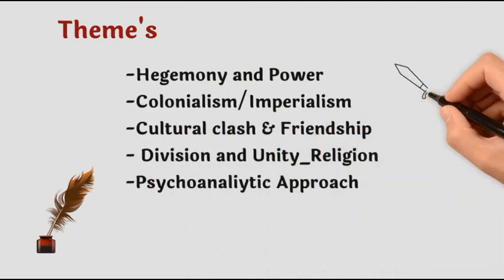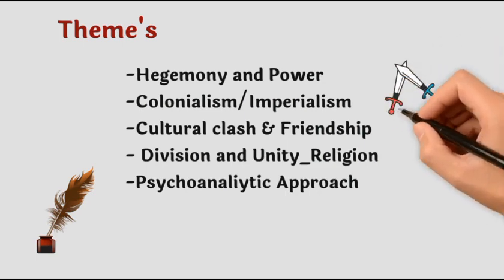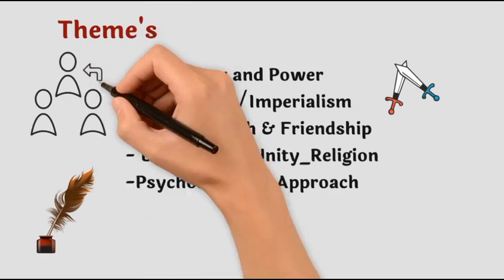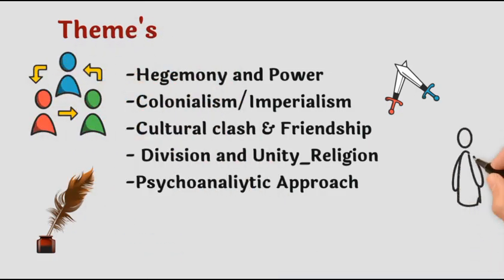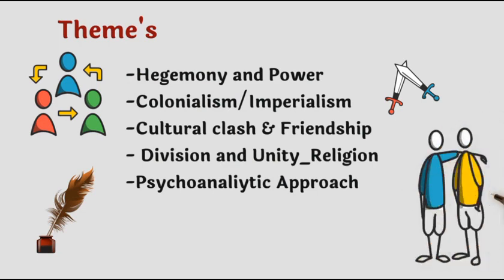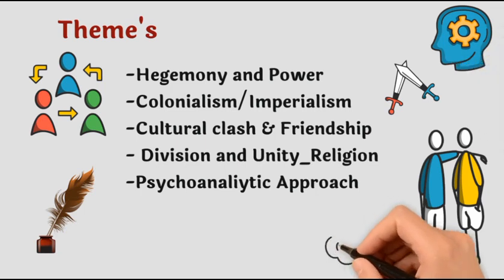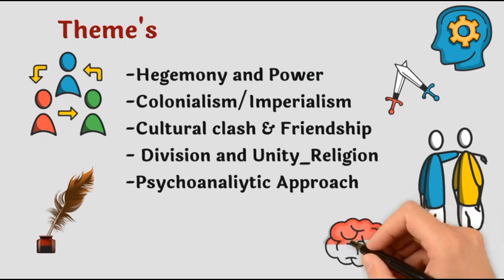There are certain themes which are following: the practice of hegemony and power in colonialized and imperialized British India is shown in the novel. Also, the cultural clash is visible which comes in way of friendship. Next comes the theme of division between people of India and the unity irrespective of all things. At last, there is the psychoanalytic approach which is the most crucial one in this novel.